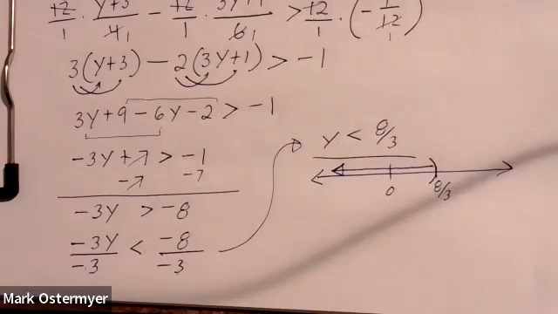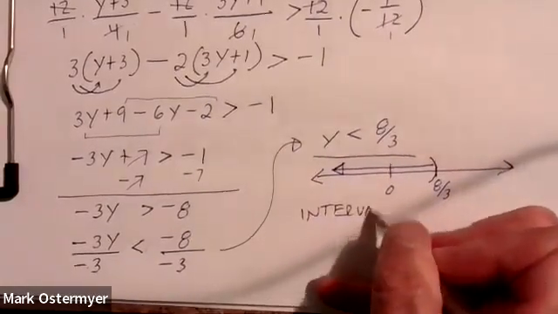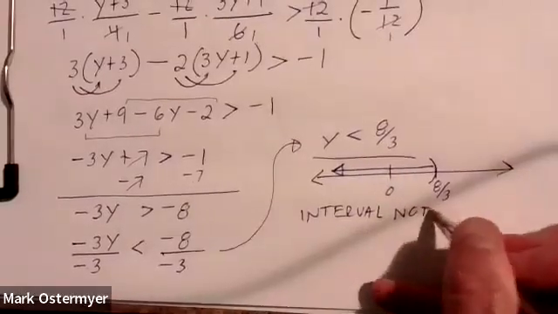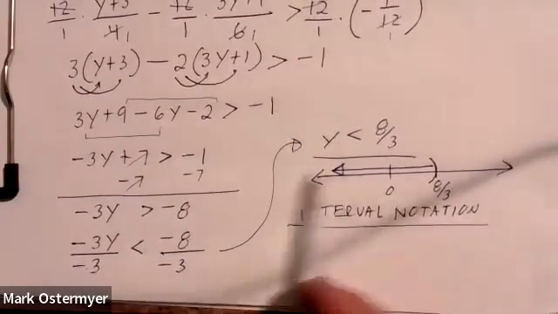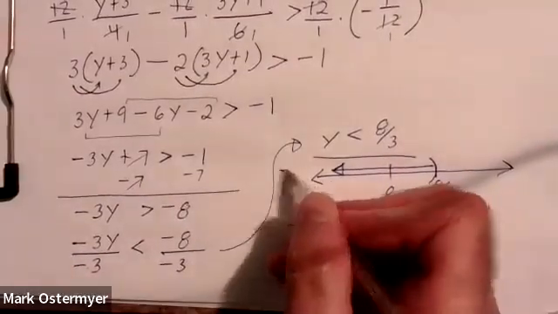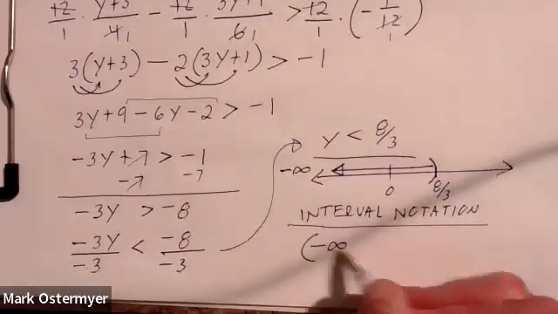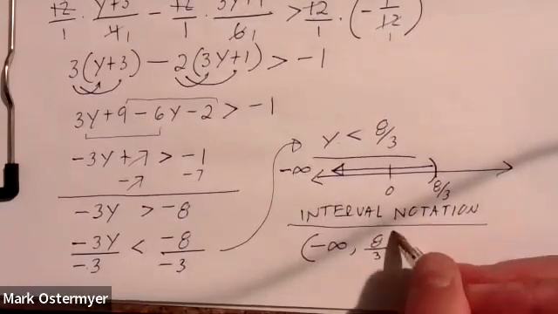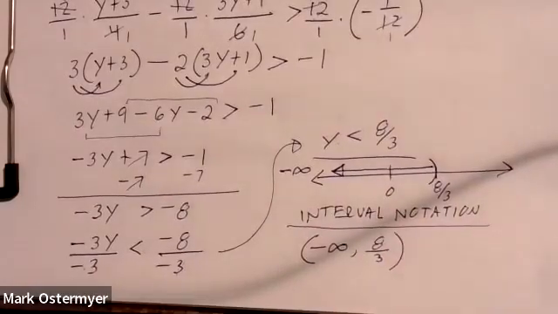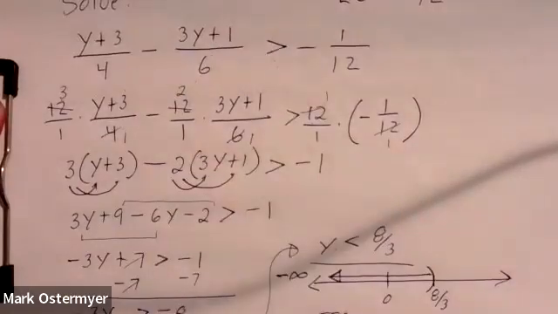To represent the solution set using interval notation, you need to always work from left to right when establishing interval notation. So what's the smallest value found in my solution set? Well, that's in the negative infinity direction. So open parenthesis, negative infinity, up to 8/3, but not including 8/3, hence the parenthesis. And that would be the formal interval notational way of representing the solution set of this inequality here.